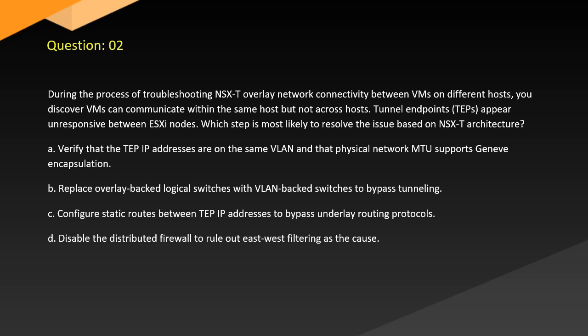A. Verify that the TEP IP addresses are on the same VLAN and that physical network MTU supports Geneve encapsulation. B. Replace overlay-backed logical switches with VLAN-backed switches to bypass tunneling. C. Configure static routes between TEP IP addresses to bypass underlay routing protocols. D. Disable the distributed firewall to rule out east-west filtering as the cause.